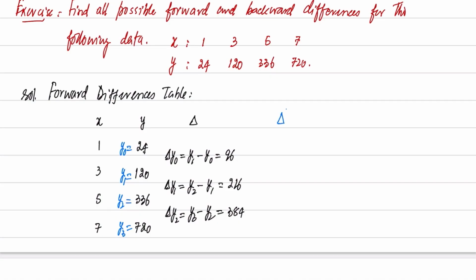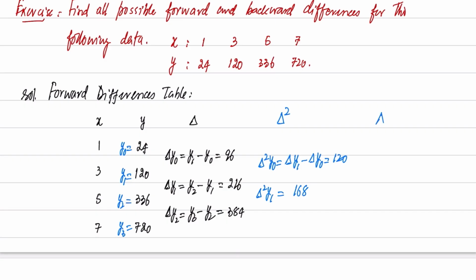And now the second forward difference, with the column denoted by delta square. First of all, delta square of y0 will be equal to delta y1 minus delta y0. So it will be the difference of 216 and 96. Taking the difference, we get 120. And similarly delta square of y1, which is equal to delta y2 minus delta y1, is 168.